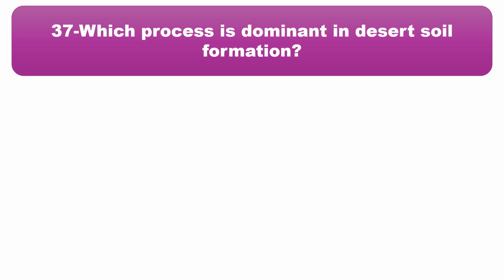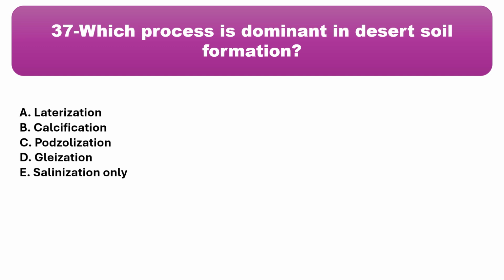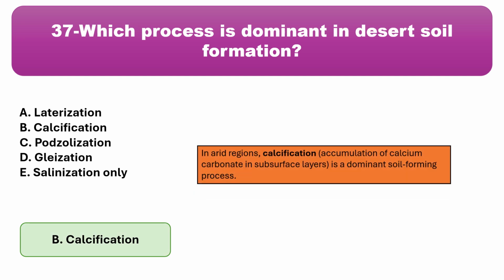Next question. Which process is dominant in desert soil formation? The options are A. Laterization, B. Calcification, C. Podzolization, D. Glaciation, option E. Salinization. The correct answer here is calcification. In arid regions, calcification, which is the accumulation of calcium carbonate in the subsurface layers, is a dominant soil forming process in desert soil formation. That's why we can see a lot of lime deposits in sandy soils.